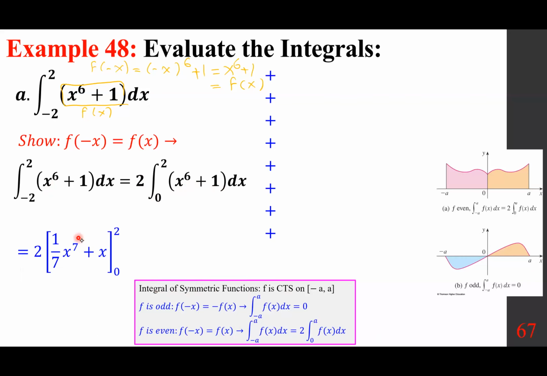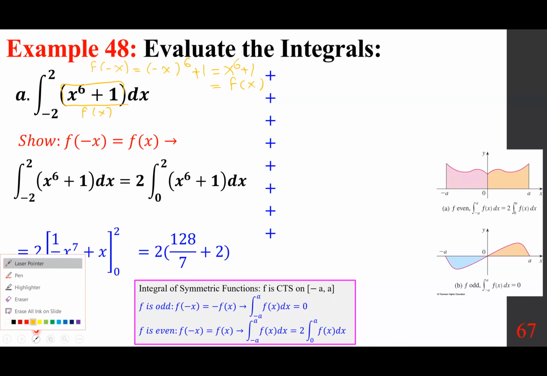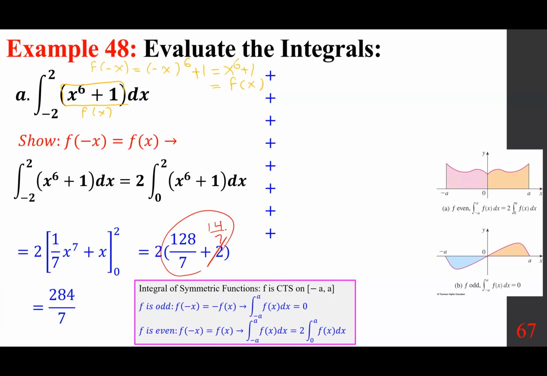0 makes it 0, so plug in 2. If I plug in 2, 2 to the power of 7 is 128 over 7 plus 2. Then you're multiplying it by 2. You can write this 2 as 14 over 7, and these two add up to 142 over 7, times 2 is 284 over 7 precisely.